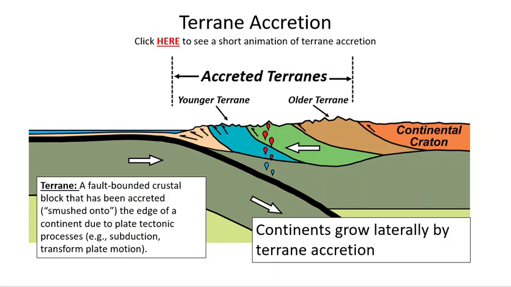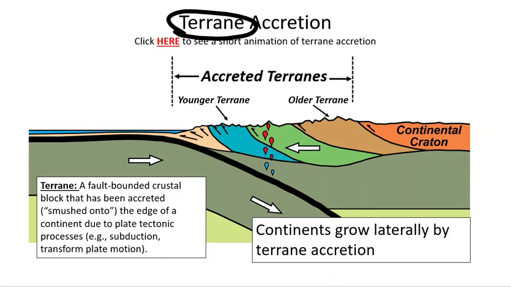And as far as the material that's being scraped off, very often we get big blocks, big crustal slivers of material that gets scraped off. And when we get one of those fault-bounded crustal blocks or crustal slivers that's getting scraped off the subducting plate and plastered onto the continental plate, we call it a terrane, T-E-R-R-A-N-E, as is shown here.